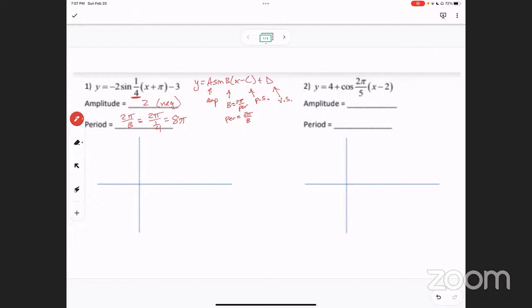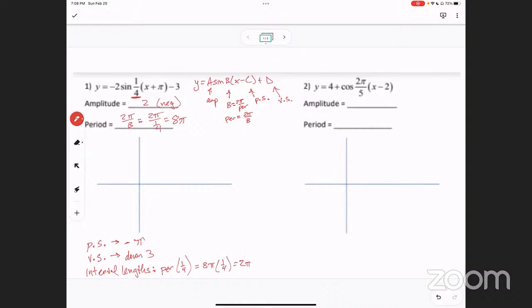Your horizontal and vertical shift, I'm going to write down here. Your phase shift is going to be negative pi, so you're starting left pi. Your vertical shift is down 3. And very importantly, I like to write the interval lengths. The interval length is equal to your period times 1/4. So that equals 8 pi times 1/4, which is 2 pi.